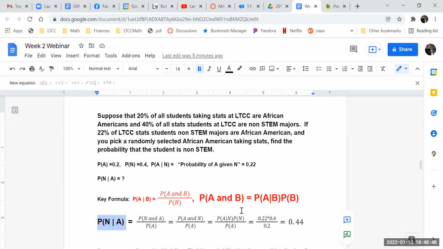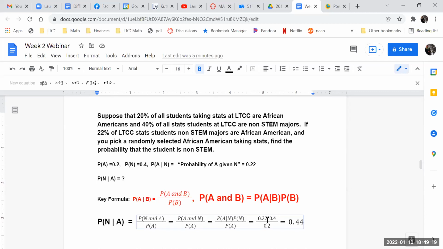And the nice thing is now I have everything. Probability of A given N is right over here. That's 0.22. So instead of A given N, I write 0.22. Probability of N, that's over here. That's 0.4. So instead of probability of N, I write 0.4. And then the bottom, probability of A, that's over here. That's 0.2. So I put 0.2 on the bottom.